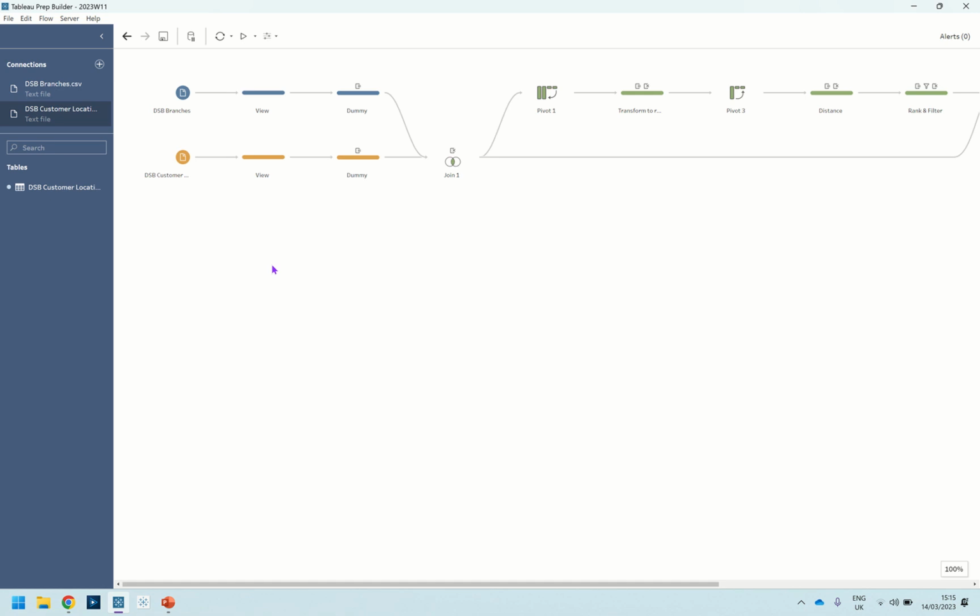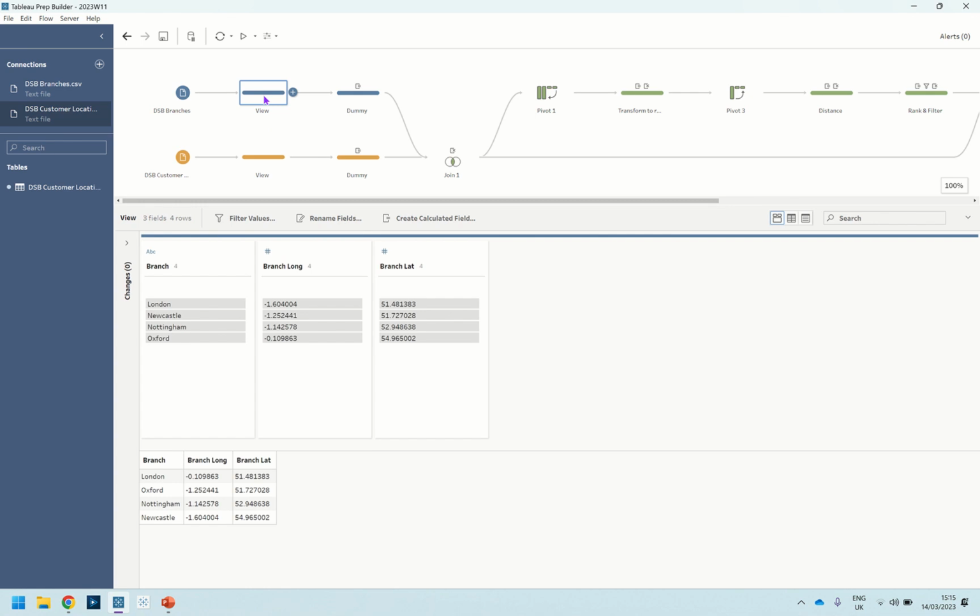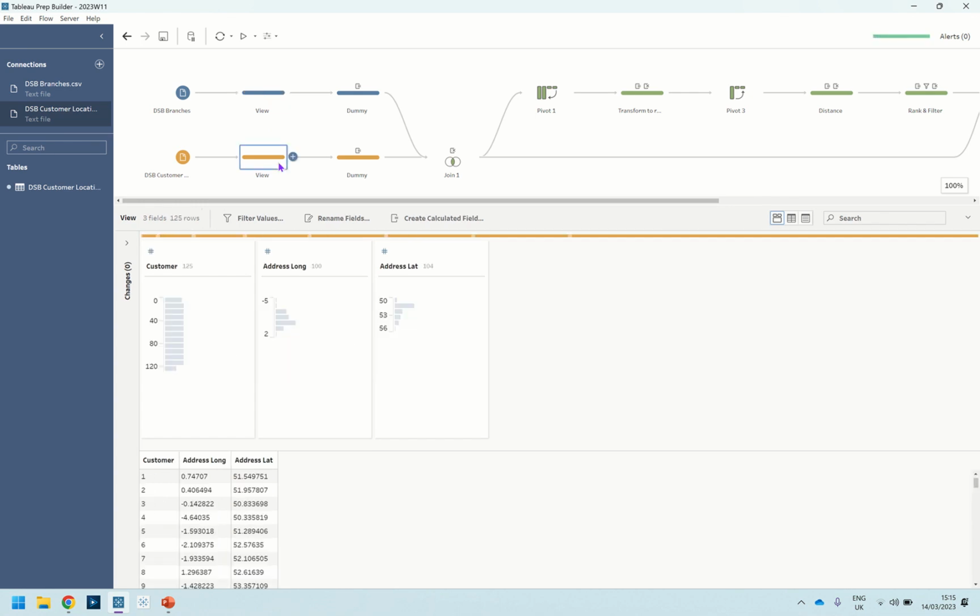For this week's Preppin Data, we're trying to find out which customers are closest to the branches for Data Source Bank. So we have information about our branches, so where they're located, the latitude and the longitude, and we have the same information as well for each of our customers, 125 in total.